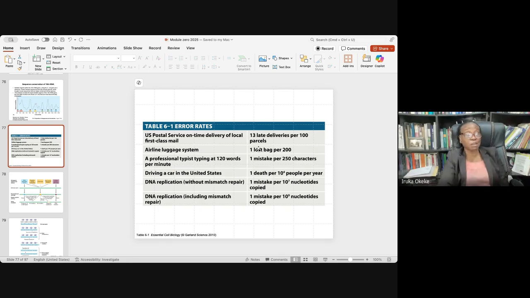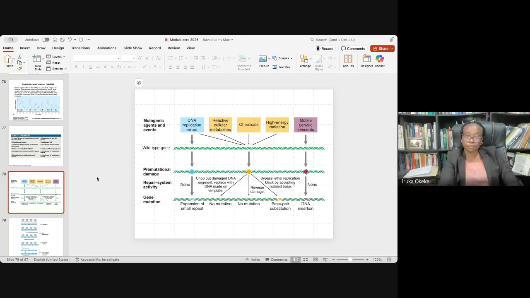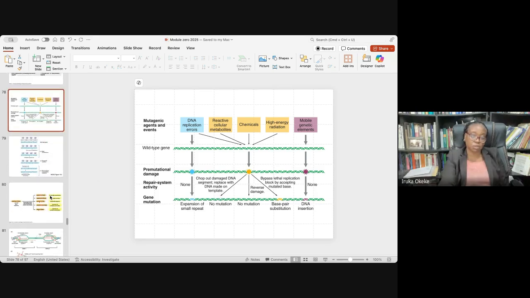But it's low enough, now that you think about it in the context of understanding evolution, to ensure that we don't end life on Earth, but high enough to ensure that we have the variation that we need to continue life on Earth. Okay, it's actually quite fascinating to think about. Well, let's skip this because we've talked about it.